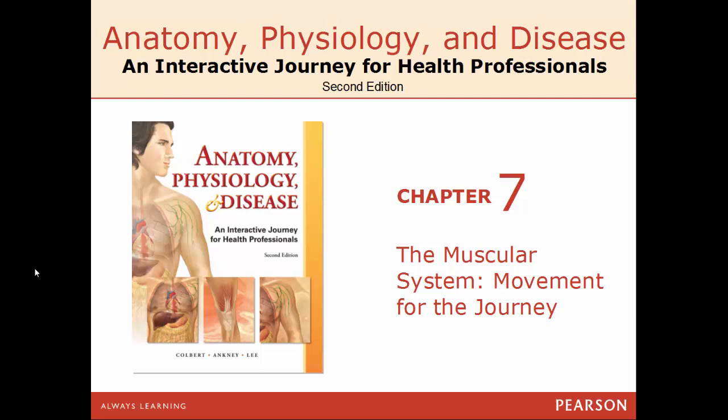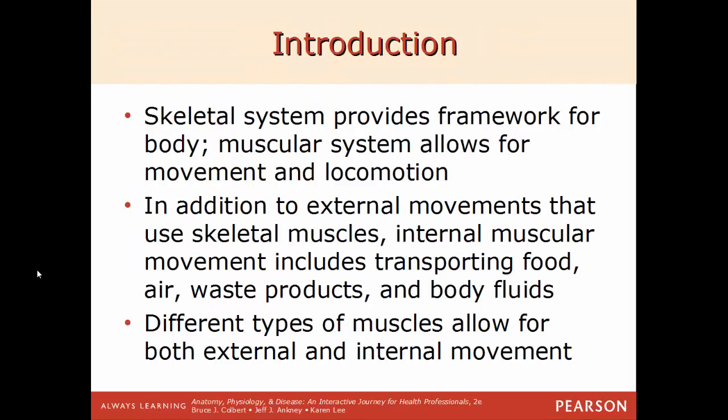In this video, we'll cover chapter number 7, the muscular system, movement for the journey. Brief introduction. The skeletal system will provide the framework for the body, but the muscular system is what allows for movement and locomotion. Now, in addition to the external movements that use skeletal muscles, the internal muscular movements, such as moving food from the mouth down to the stomach and through the intestines, all of that is done through different types of muscle. Same thing with moving body fluids in general, and then waste products, moving air, and so on. And different types of muscles allow for both external and internal movement.